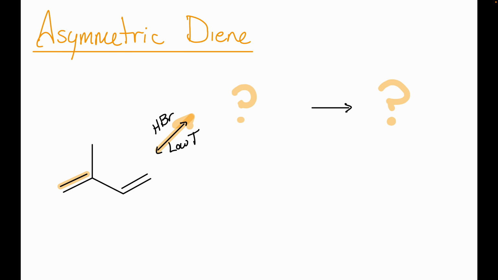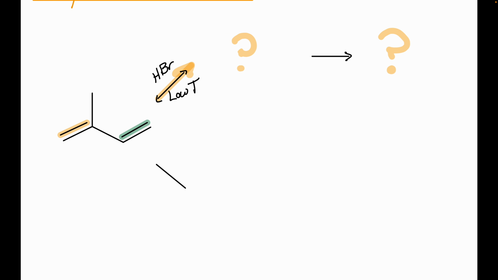All right, but then we're also going to do the same thing with this pi bond right here. Looking at what happens when we do our HBr at low temperatures. We'll have a different carbocation intermediate and a different product that would form from that carbocation intermediate.